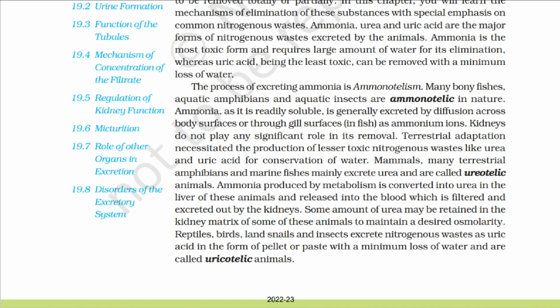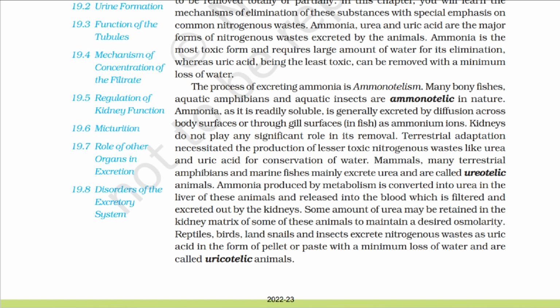Ammonia, urea and uric acid are the major forms of nitrogenous wastes excreted by the animals. Ammonia is the most toxic form and requires a large amount of water for its elimination, whereas uric acid, being the least toxic, can be removed with a minimum loss of water. The process of excreting ammonia is ammonotelism. Many bony fishes, aquatic amphibians and aquatic insects are ammonotelic in nature.